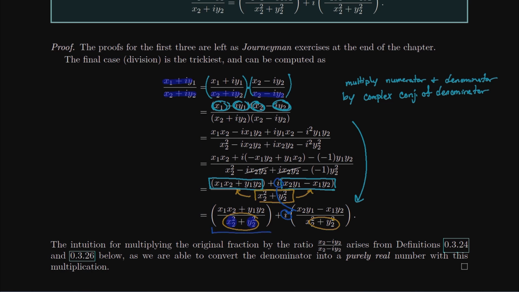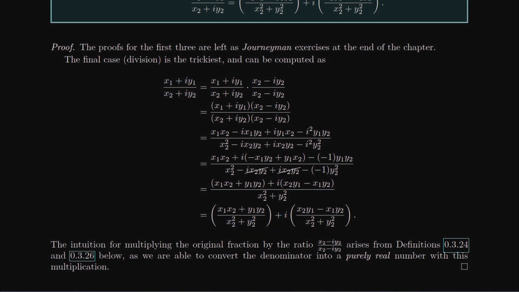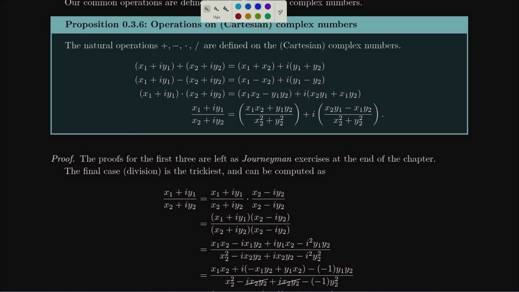And so it's back in normal form, right? Because that's a purely real term, and we have i times another purely real term. So a little bit tricky in that division. If you want, just go ahead and memorize what I've drawn in the proposition.